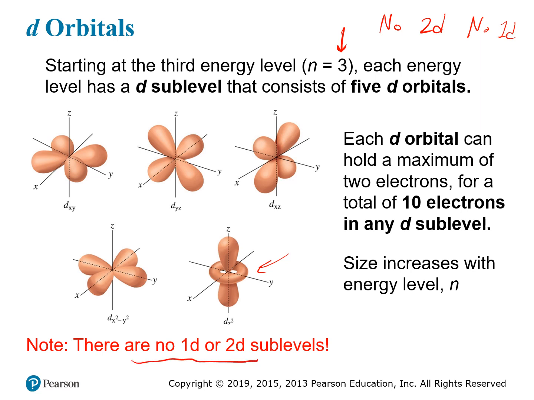But beginning at n equals 3, you have a D sublevel, and a D sublevel is always 5 orbitals. Each orbital can hold 2 electrons, so the D sublevel can hold a maximum of 10, right? 2 electrons per orbital times 5 orbitals gives you 10 total electrons in a D sublevel. And again, the size increases as the energy level gets higher.